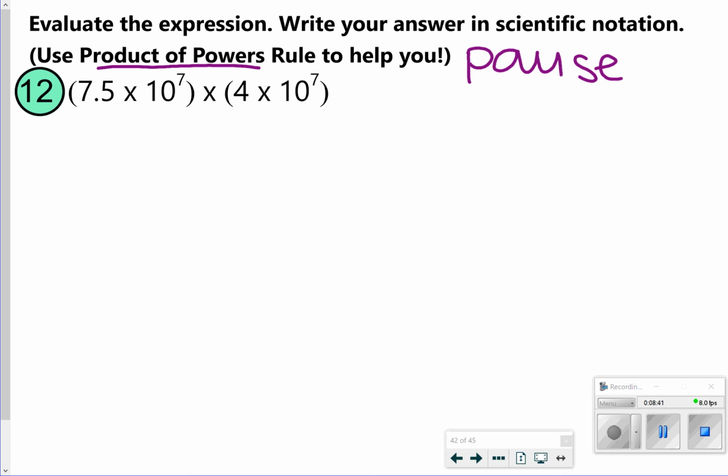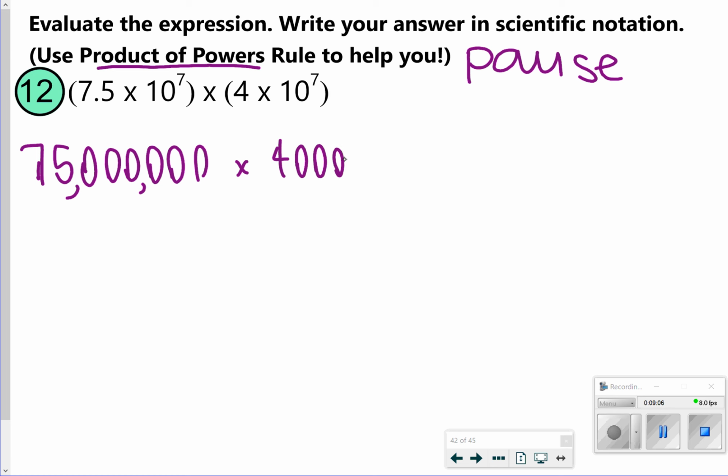Okay, two ways you could have done this. I'm going to show you the longer version first, and then we'll talk about the shorter version and how that makes sense with the longer one. We have 7.5 times 10 to the 7th. So that is the number 75 with 6 zeros behind it. Okay, and then we're going to multiply that by 4 times 10 to the 7th power. That's a 4 with 7 zeros behind that.